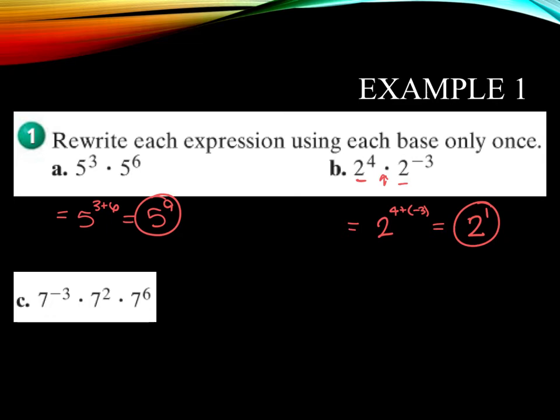For part C, now here I have more than just 2 that are being multiplied, but it's the same principle that's going to apply. I see that I'm multiplying 7 to the negative 3rd times 7 to the 2nd times 7 to the 6th. So my base is going to stay the same, and I have negative 3 plus 2 plus 6, or I end up with 7 to the 5th power. And this is my final answer.